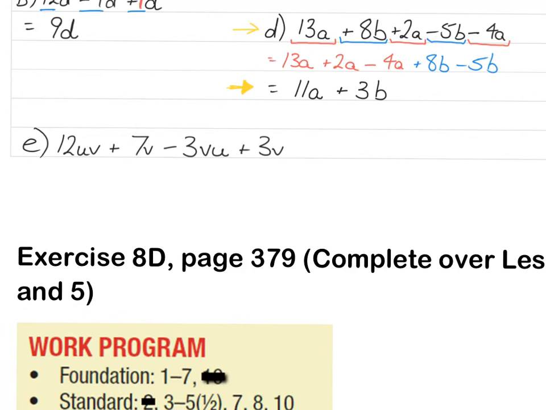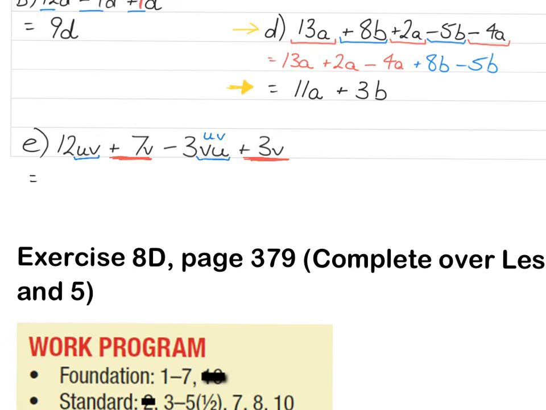So again, I'm going to underline my like terms. So 7v is a like term with 3v. They've got the same pronumerals. And although 12uv has uv and 3 has vu, I could rewrite this as uv, and they are like terms. They have the same pronumerals, so they are definitely like terms.